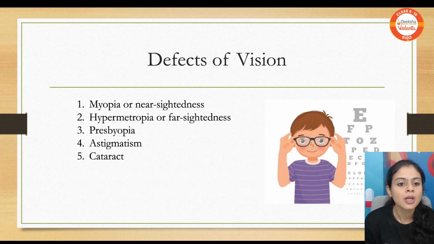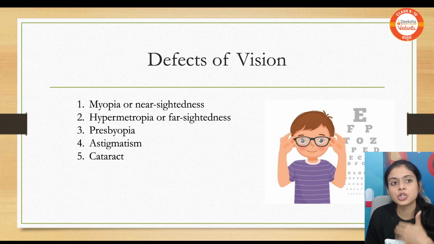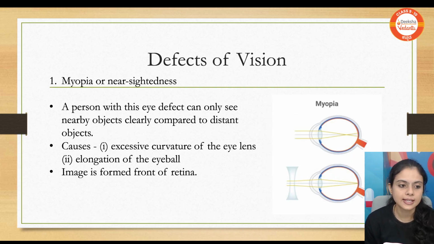Moving forward, defects of vision, which is the important topic of this session. We come across myopia (nearsightedness), hypermetropia (farsightedness), presbyopia, astigmatism and cataract. So we'll be discussing these 5 defects. What is myopia? As the short name suggests, it can only see the short distance. The person suffering with myopia can see objects which are near, but can't see objects which are very far. A person with this eye defect can only see the near objects but not the distant objects. It's the definition of myopia.